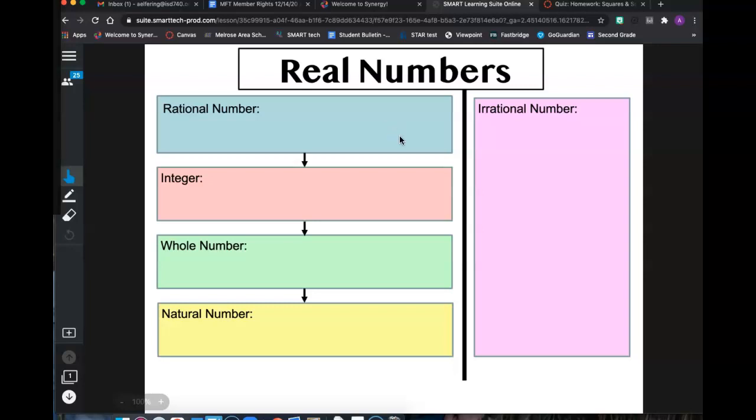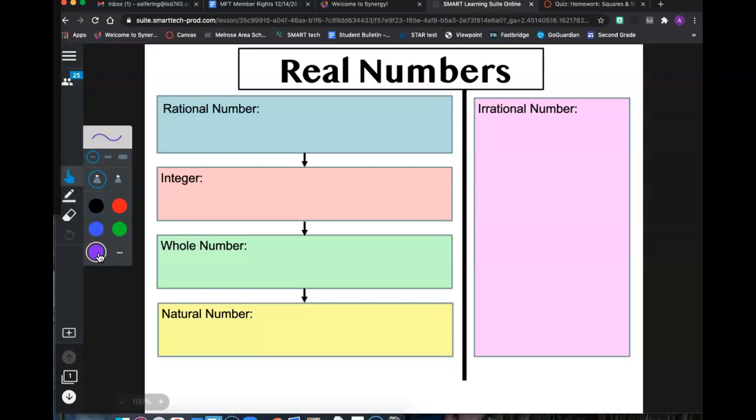All right, so this part of class, we are going to talk about the real number system and classifying numbers. We're not really going to be doing any computation math. You're not figuring out anything. You're just classifying where numbers belong. So what type of number is it? Okay, so you're going to fill in these definitions as we go.